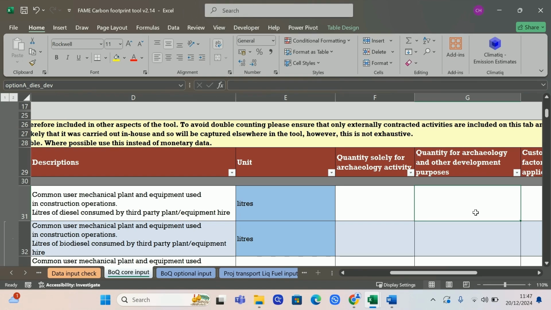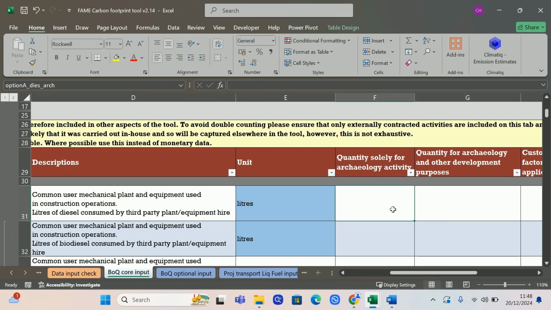So, for example, if you are putting up fences that will be there for the whole duration of the project, even after the archaeologists have left the site, we don't want to allocate those emissions just to you simply because you were the first people there. So that sort of thing would be put in the development purposes. This is explained in more depth in the introduction video and also in the methodology document.